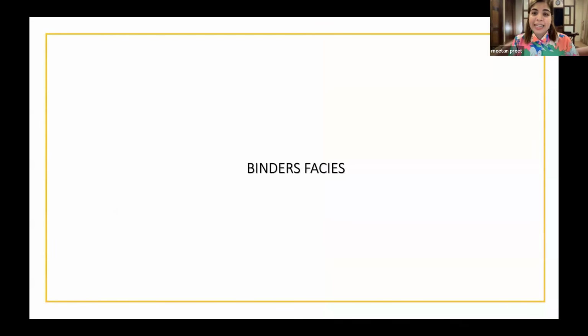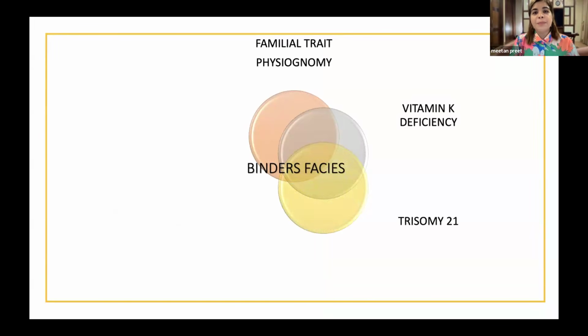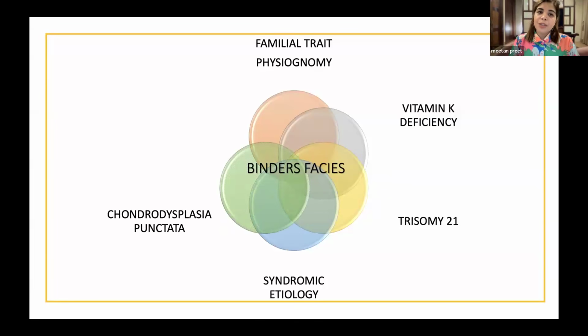But we all know that like fever or like ventriculomegaly, Binder's facies is not a diagnosis. It is a phenotype. Why so? It can be a familial trait or physiognomy. We have to exclude that, taking pictures of the parents right from birth to adulthood. It may be conditions that are affecting vitamin K metabolism and causing vitamin K deficiency. It may be a part of trisomy 21, it may be syndromic in nature, it may be related to chondrodysplasia punctata, or it may in fact be Binder's syndrome, which is very different from Binder's facies.